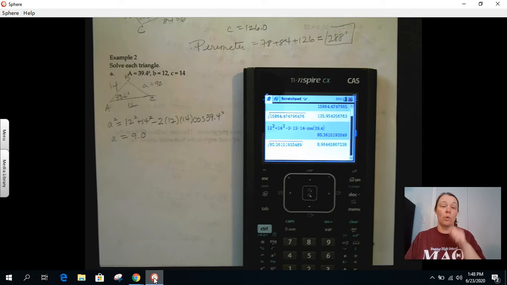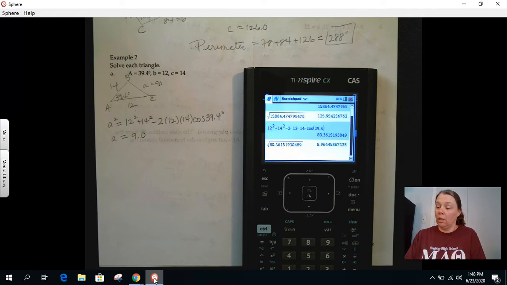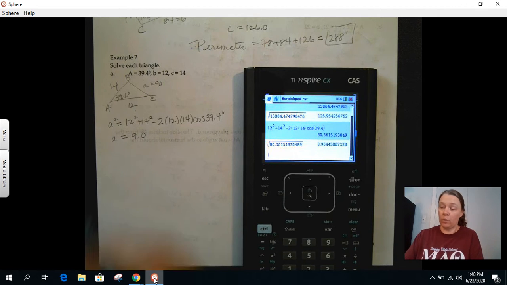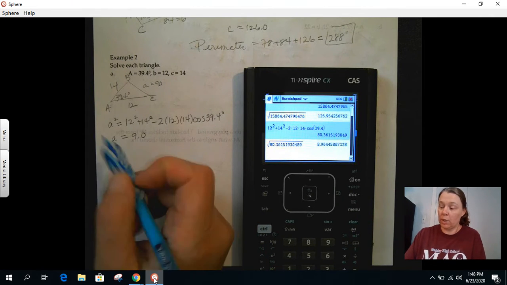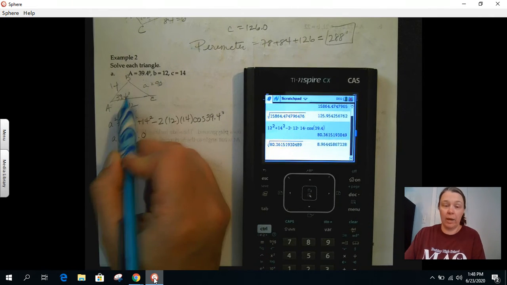Now I need to get the remaining angles. It's not a right triangle. Wait, what do I need to get? Yeah, the remaining angle, sorry. It's not a right triangle, so I don't know that one of them is 90. So I'm going to use the law of sines, because now look, I have a pair, right?